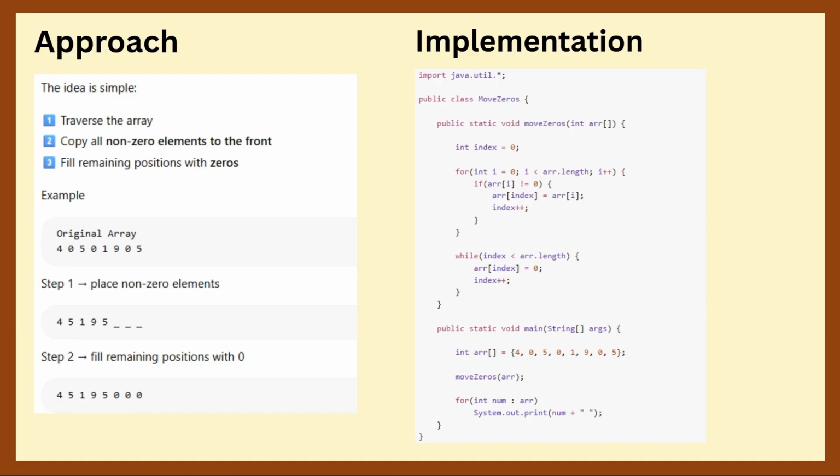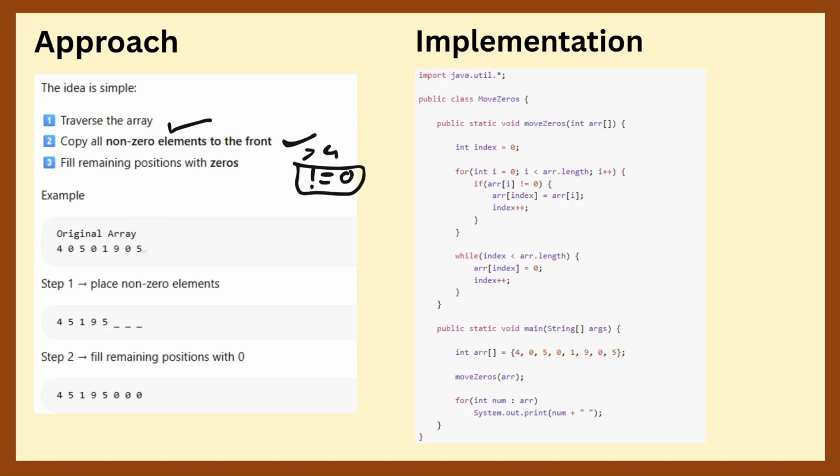Now let's see the approach of solving this problem. We first traverse the complete array and copy all non-zero elements first, that is, the elements which are not equal to 0. We have to find all these elements and fill the remaining positions with 0. After placing all the non-zero elements, we fill all the remaining positions with zeros.